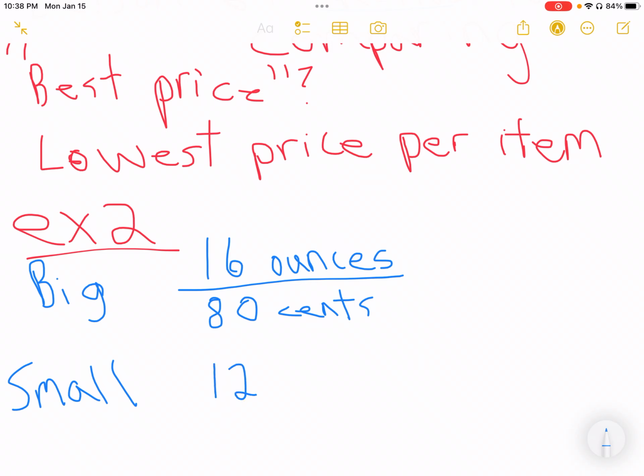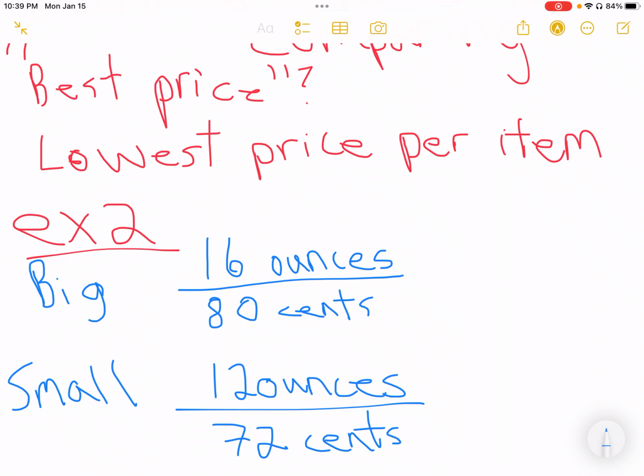So 12 ounces. You might have an idea of which one's cheaper already, okay? But 72 cents for those two. It says which one was a better buy, right? Because usually you just expect, oh, I'll just buy the big one because that's going to be the cheaper one, okay? It's not always the case, okay? And then I can go ahead and see if this will work out, and I can write them like this.